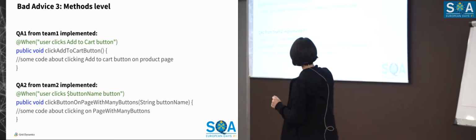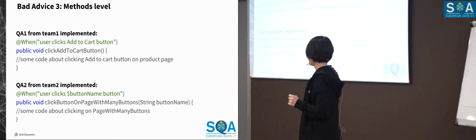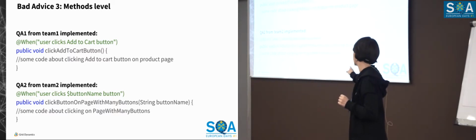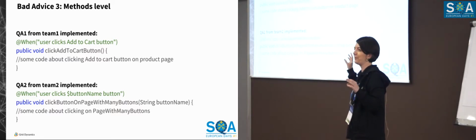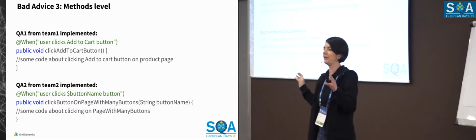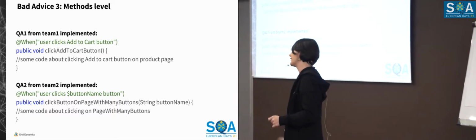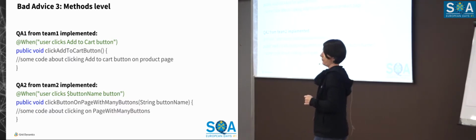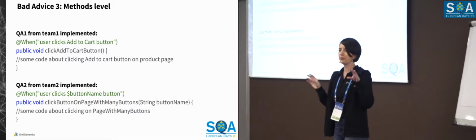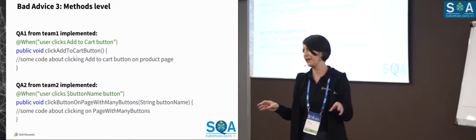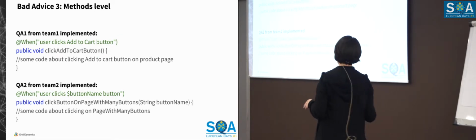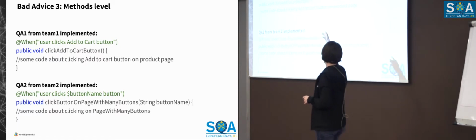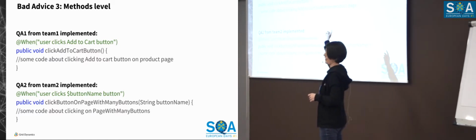The right answer: in the same framework, another QE from another team implemented another step. That is clicking some buttons on some page, but since we have a lot of buttons on the page, it implemented as the step with parameter, button name. But this QE number 2 has the same fantasy as QE number 1, and that's why the step sounds the same, with the only difference in this parameter, button name, add to cart.